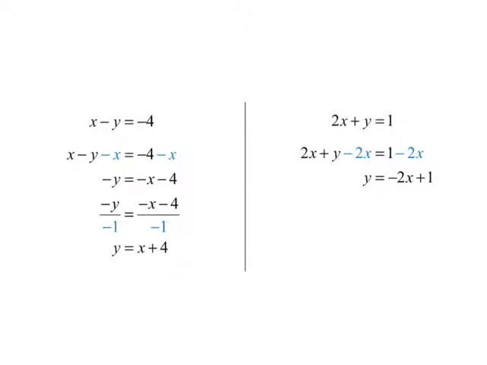Alright, here you can see it a little bit better. They've got the x on this side, and we need to move it to the other side, so you subtract it from both sides. Now you have negative y equals negative x minus 4. Divide by negative 1 to get rid of this negative symbol, and it actually gets rid of all of the negative symbols, and you have y equals x plus 4. Okay.